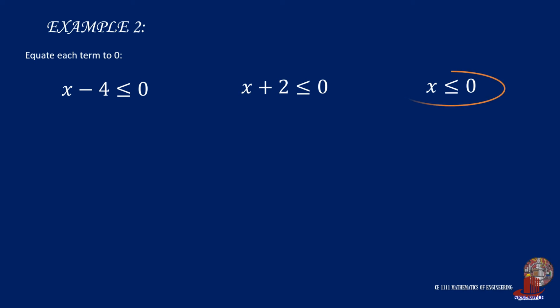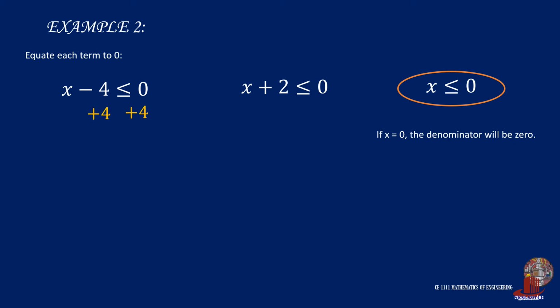Having two terms in the numerator, we have x minus 4 is less than or equal to 0 and x plus 2 is less than or equal to 0. The other term equated to 0 is the one from the denominator, and that is x is less than or equal to 0. Again, regardless of the inequality symbol, we cannot take 0 for x as it will zero out the whole denominator, making the inequality indeterminate.